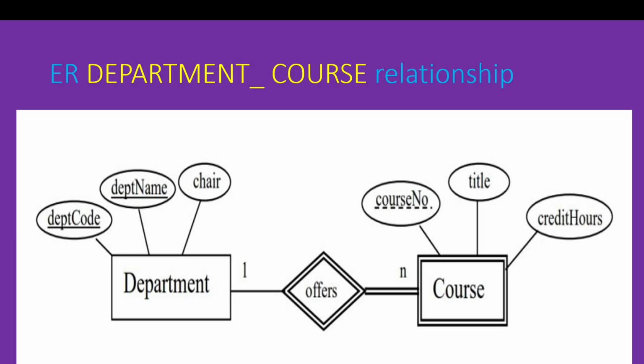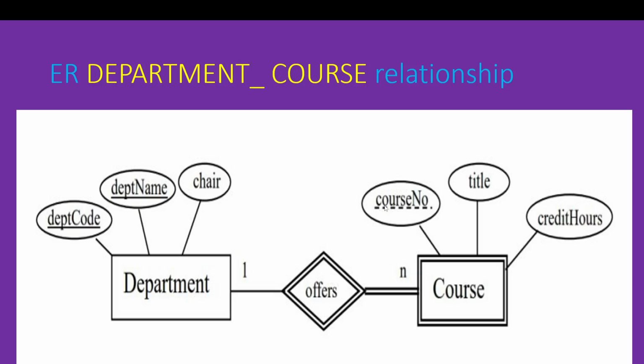Suppose after one month we decide the computer science department should not exist. Then there is no existence of the operating system course. That's why the course should be dependent on the department. Unless the department is there, the course should not be there. If you delete this department, there is no existence of the course. So that's why this course is called a weak entity, and department is called a strong entity.